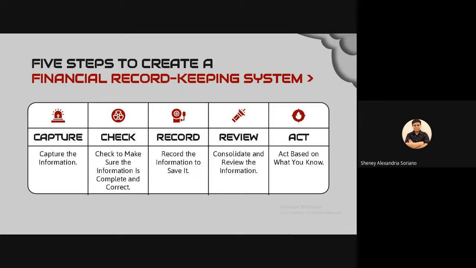Now we have the 5 steps to create a financial record keeping system. 1 is to capture the information. 2 is to check to make sure the information is complete and correct. 3 to record the information to save it. 4 to consolidate and review the information. And 5 to act based on what you know.